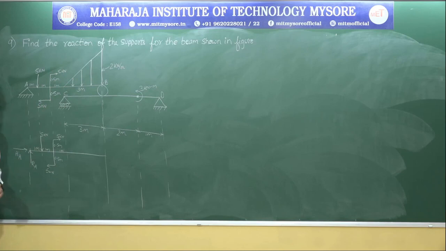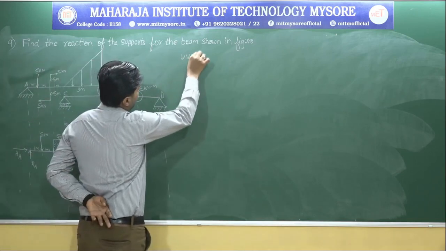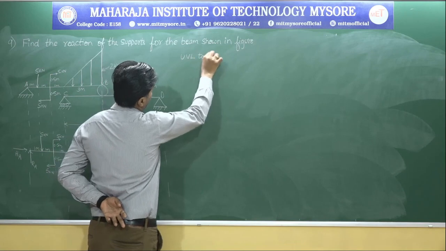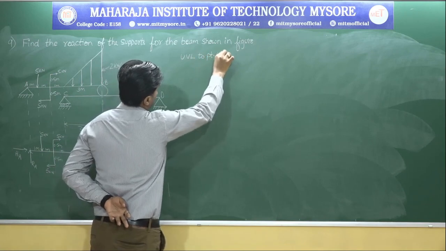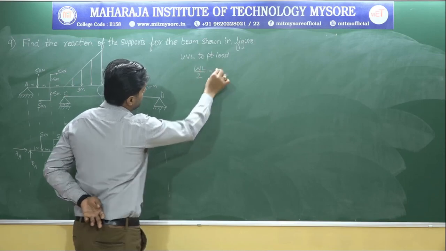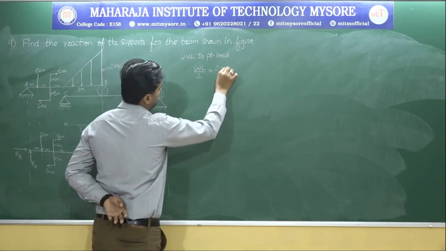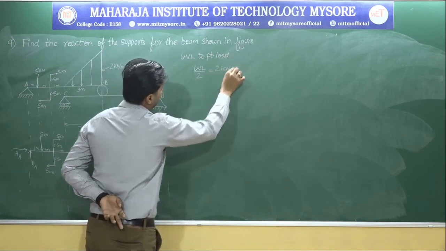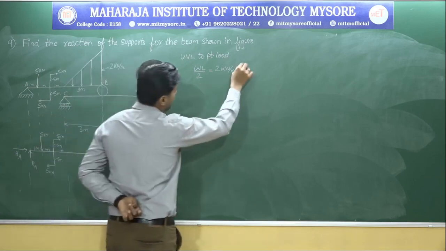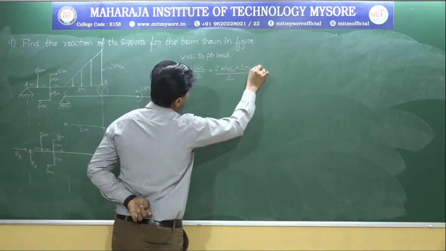Now how to convert this UVL? So observe here. So UVL, 2 point load. Yes or no? So what is the formula? So it's WL by 2. So what is the value of W? So it's 2 kilonewton per meter into, for what span it has been spread? So it's 3 meter. So by 2. So totally it is 3 kilonewton.